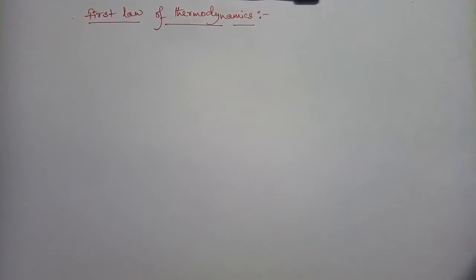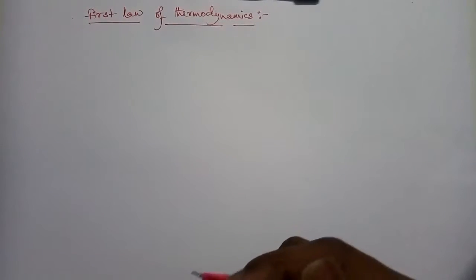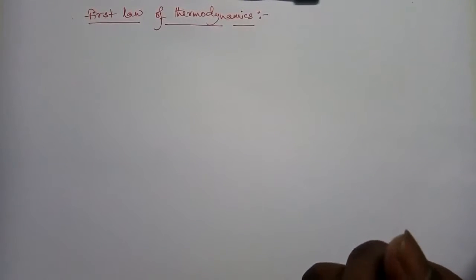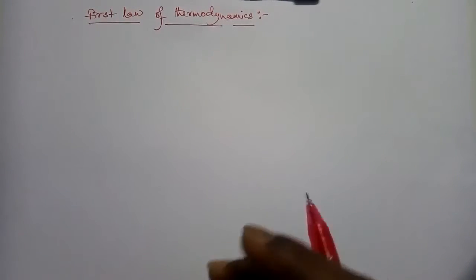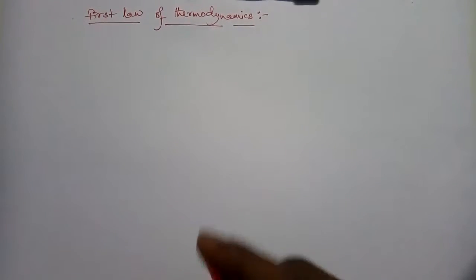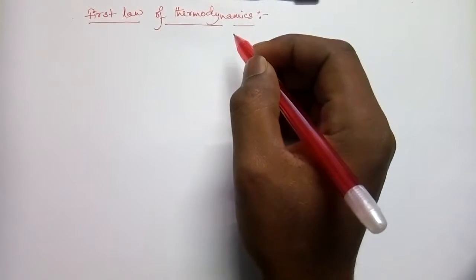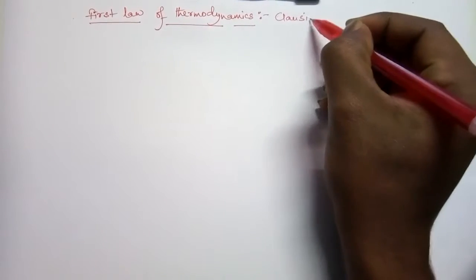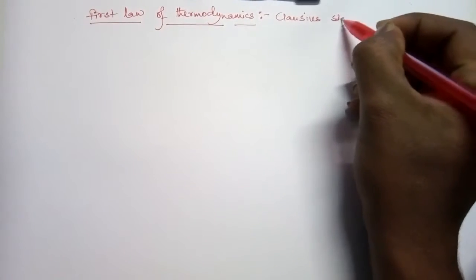If in a process the amount of heat is produced, that will be proportional to the work spent, or if there is some kind of work spent or work obtained, then that work will be proportional to the heat disappeared. That means the first law of thermodynamics is nothing but the Clausius statement.